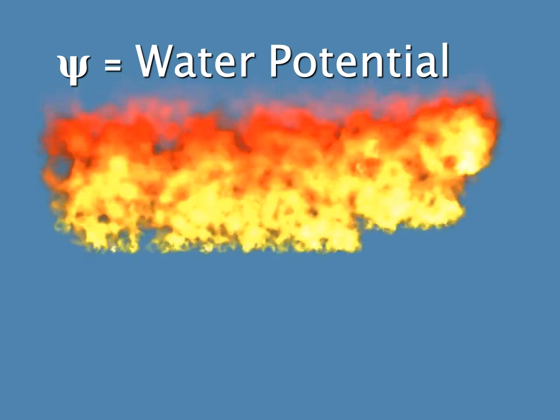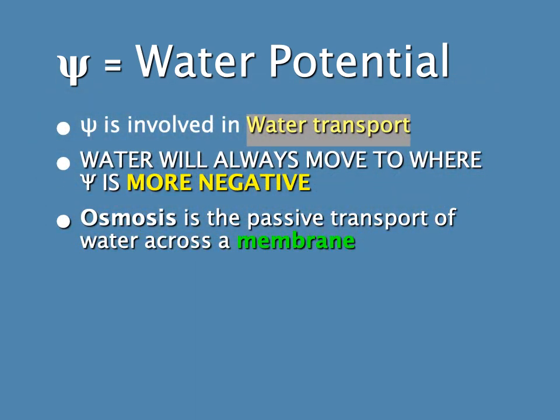Psi is involved in water transport. Water will always move to where the psi is more negative, and osmosis is this passive transport of water across a membrane.